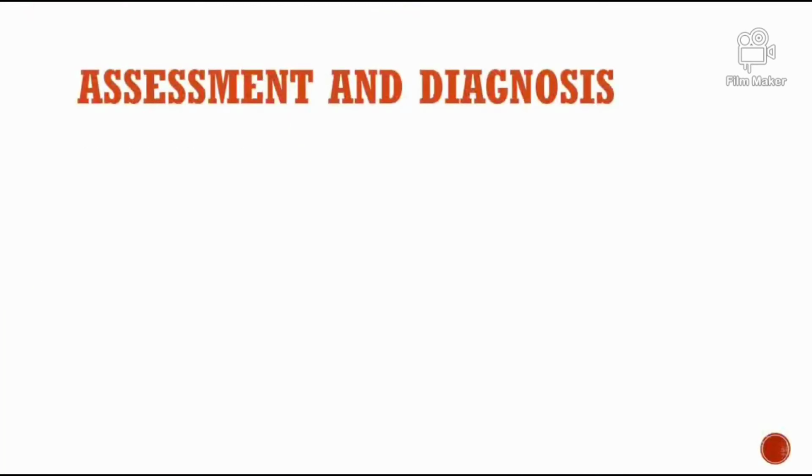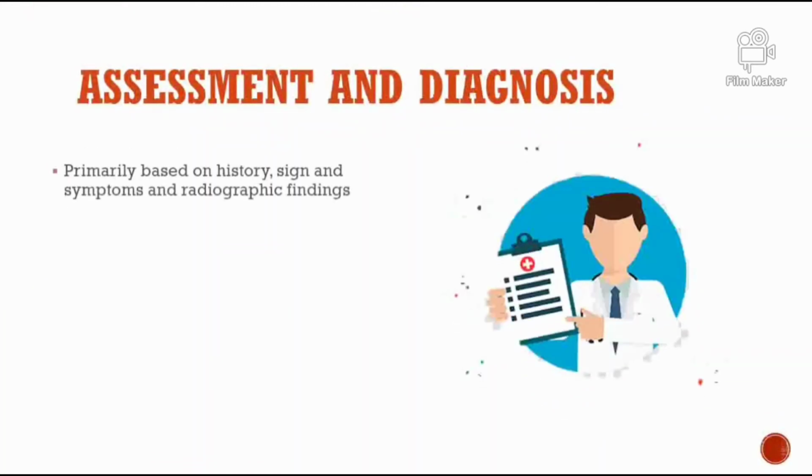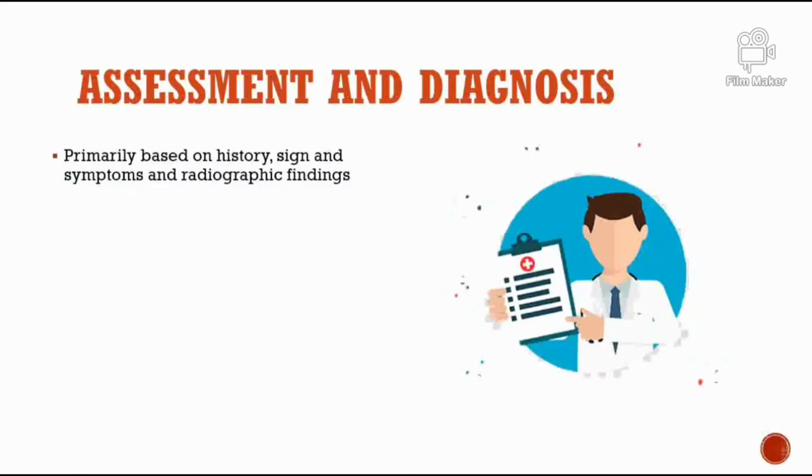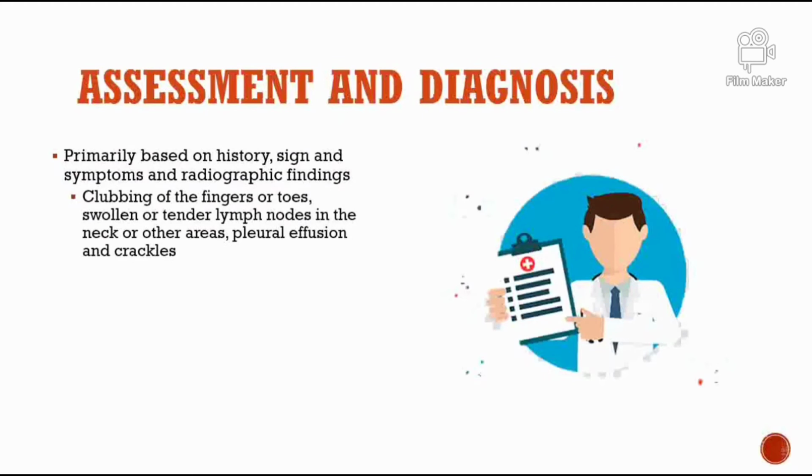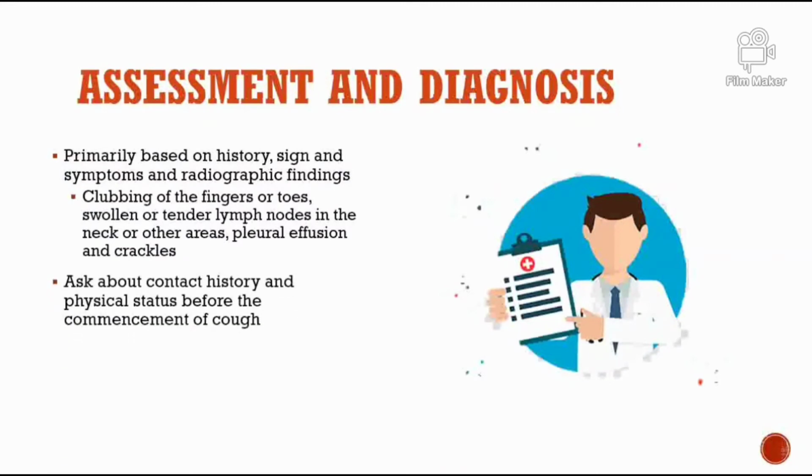The assessment and diagnosis of TB is primarily based on history, signs and symptoms, and radiographic findings. Look for clubbing of the fingers or toes, swollen or tender lymph nodes in the neck or other areas, then pleural effusion and crackles. Then ask about contact history and physical status before the commencement of cough. Then findings in miliary TB would be a swollen liver, lymph nodes, and spleen.